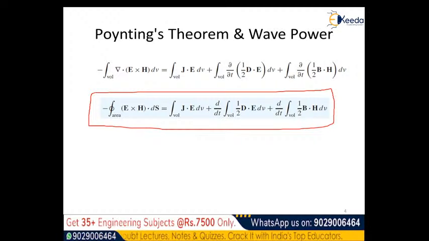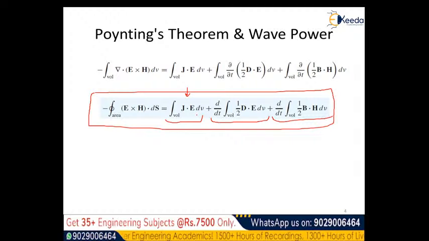In this regard, on the right hand side we have three terms. Here is the first term, here is the second term, and the third term here. Now you see the first term on the right hand side is the volume integral of J dot E dV. J is a vector quantity, the cross sectional current density, whereas E is again a vector quantity, the electric field intensity here.